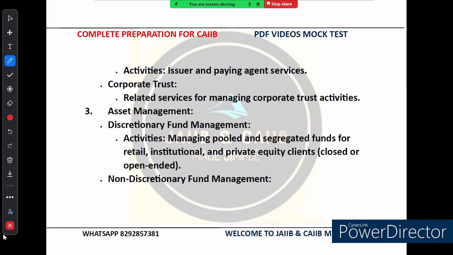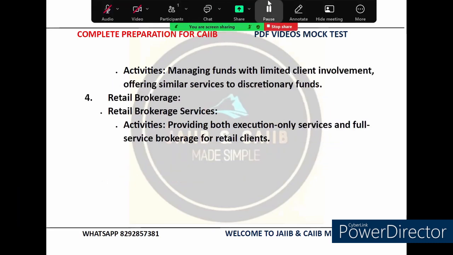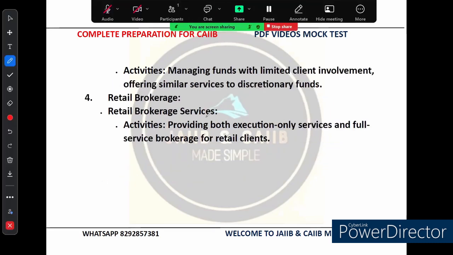Now there is something called retail brokerage. This is another business line service. What is this all about? Retail brokerage is when the bank helps individual clients buy and sell stocks and other investments. There are two types of services here. The first is execution-only service, where the bank only executes the buy or sell order placed by the client without giving any advice. So here no advice is given.